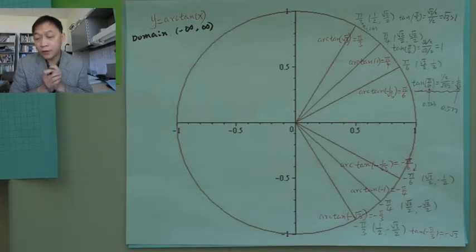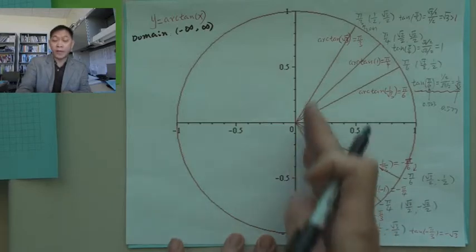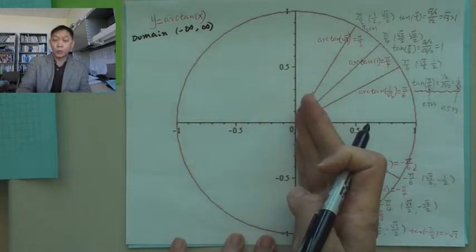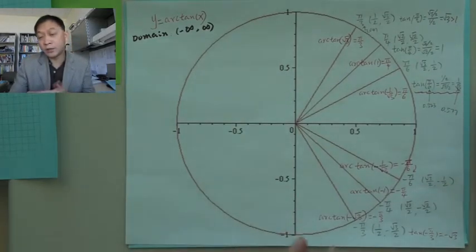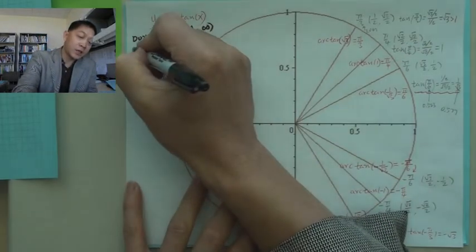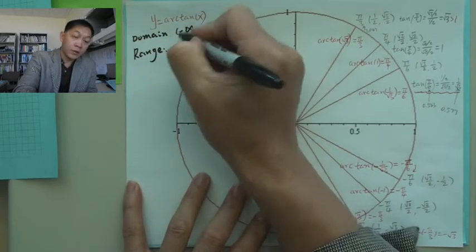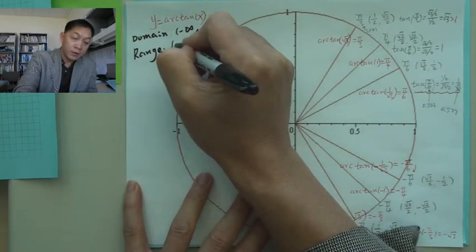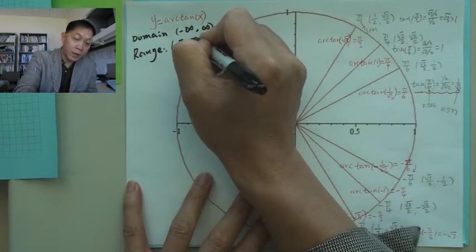But we know the domain for tangent was restricted, from quadrant 4, negative pi over 2 to the positive. Now the domain for tangent comes to be the range for arctan. So that would be what? From negative pi over 2 to the positive pi over 2.